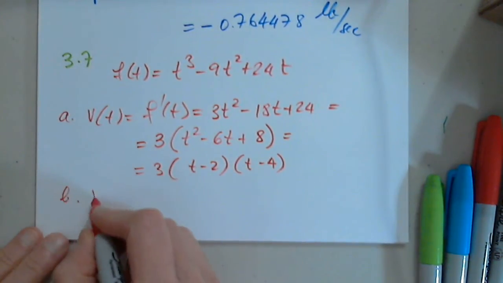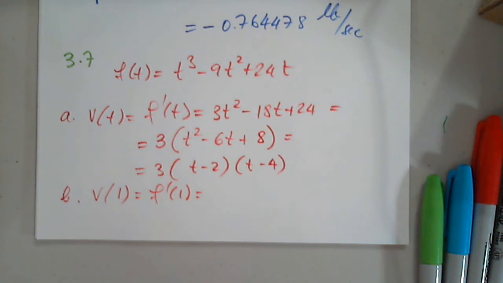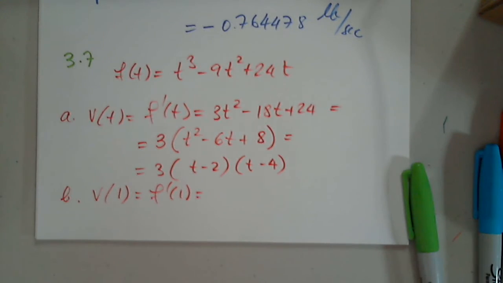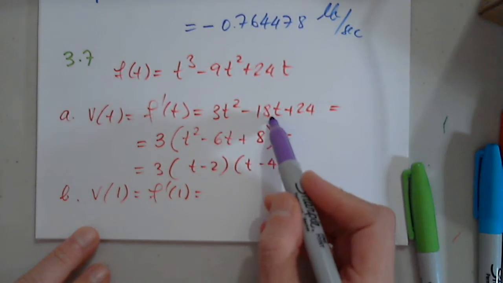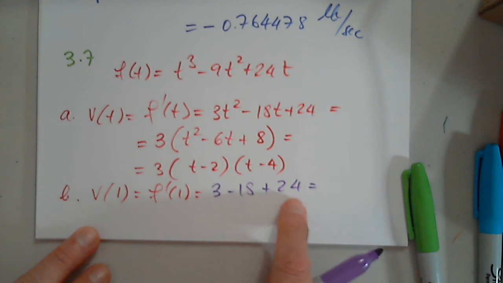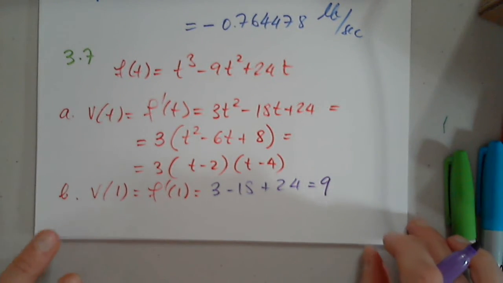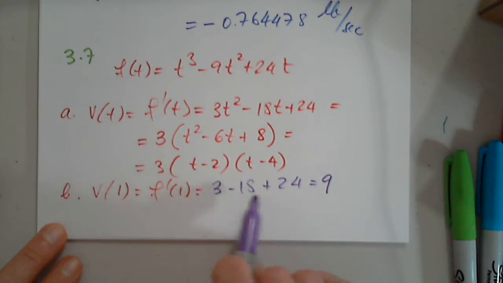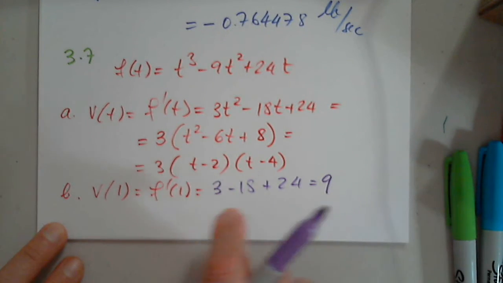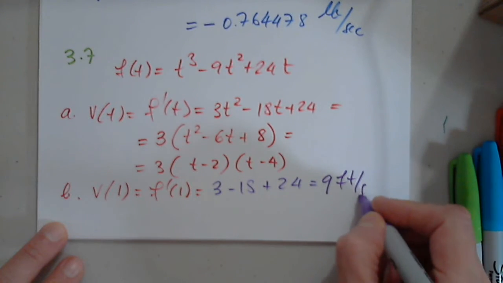So part B, we want to find v of 1, which is f prime of 1. Is this okay so far, everyone? So I have 3 minus 18 plus 24. So this is 27 minus 18, this is 9. Always check my numbers. Okay, I have to present the measurement unit. So I go back to see seconds and feet. Okay, so this is in feet per second.